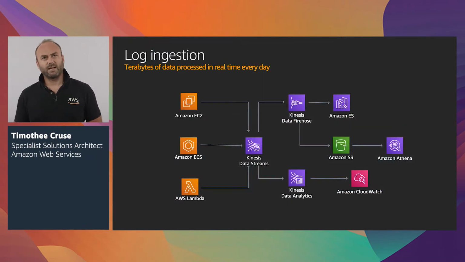Let's have a quick look at the following log ingestion architecture. Logs could be coming from EC2 instances, AWS Lambda functions, or from containers. The logs are ingested at scale using Kinesis Data Streams, and then can be streamed directly into Kinesis Data Analytics for real-time analytics, or into Kinesis Data Firehose to push that data into Elasticsearch or stored into S3 to build your data lake for historic log analysis.